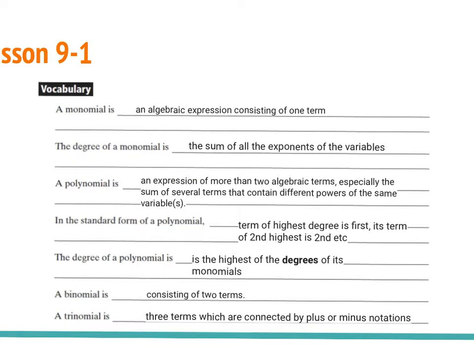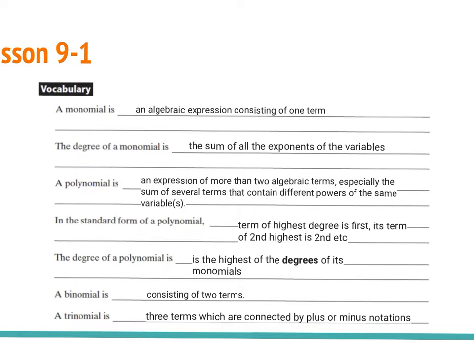Then we've got degree of the monomial. So the degree is the sum of all exponents of the variables. And we'll see some examples here in a little bit. But the degree kind of tells us and helps tell us the shape that the term will make if we were to graph it. So a polynomial is an expression of two or more algebraic terms.